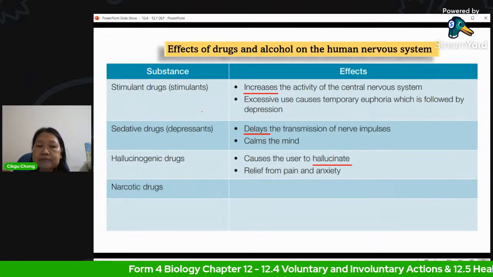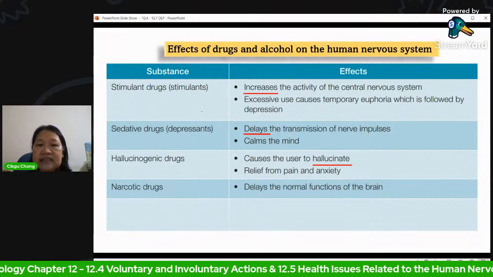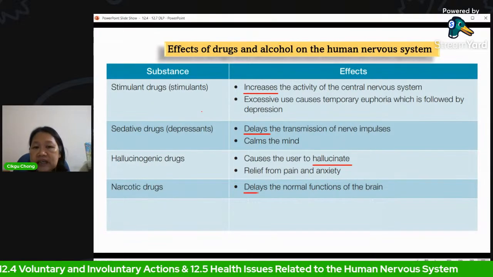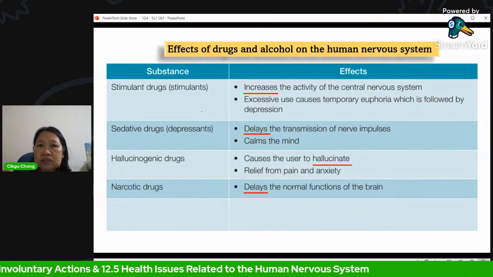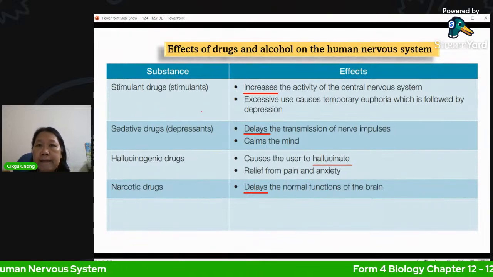Okay, narcotic drugs. These are drugs that numb your nervous system. It delays the normal function of the brain. So this one can be a painkiller. Okay, it blocks the sensation of pain. All right, narcotic drugs like cocaine. Cocaine is under narcotics.